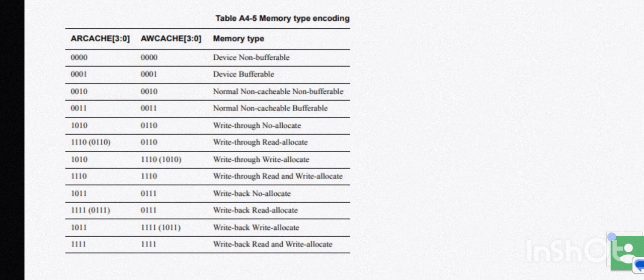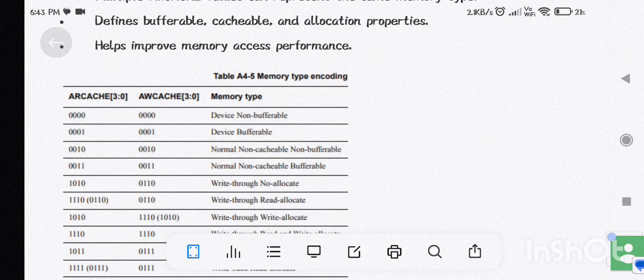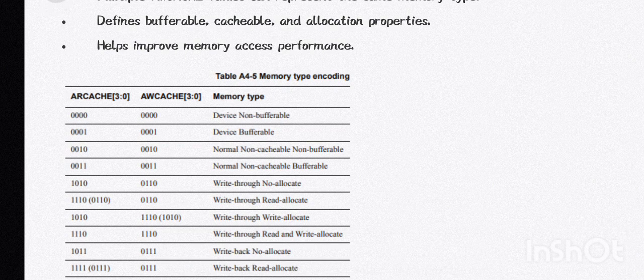For write-back read allocate: same as write-back no allocate. Read allocations are recommended. Write allocations are not recommended. Write-back write allocate: same as write-back no allocate. Write allocations are recommended. Read allocations are not recommended. Write-back read and write allocate: same as write-back no allocate. Read allocations are recommended. Write allocations are also recommended.